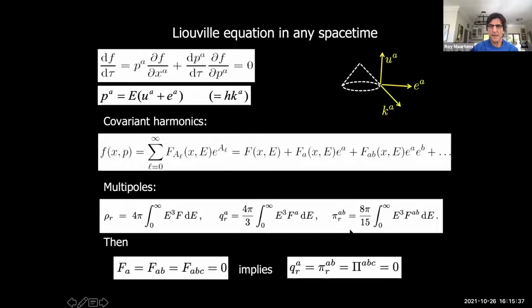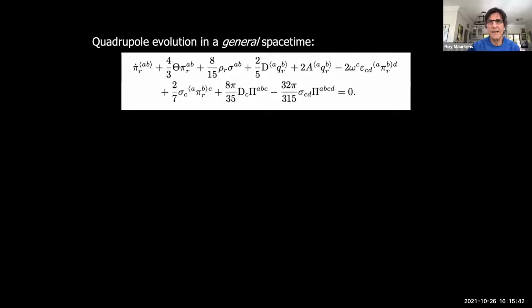So how does that get us to Robertson-Walker? Well, it's quite a lengthy result, but I'll just outline the main steps for you because they're of some interest. The evolution of the quadrupole in the general space-time, I didn't show this earlier in the equations that I gave, because this comes from the Liouville equation. And it tells me that the pi dot of the anisotropic stresses evolution equation is sourced by various terms. You can see a whole lot of them here.